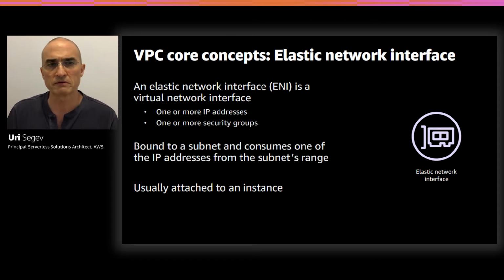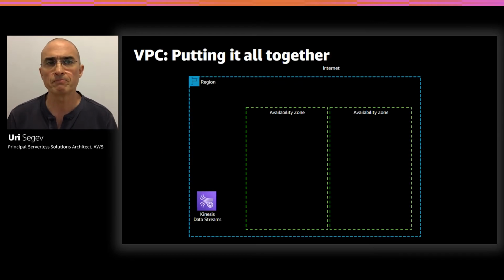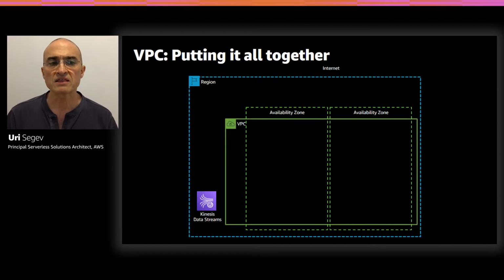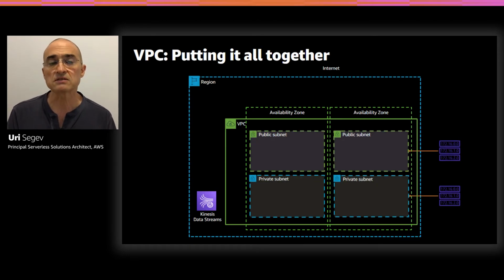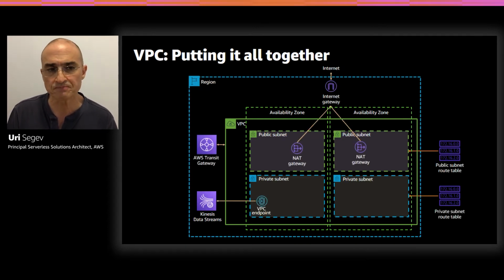So now that we have seen all the concepts, let's put it all together. We have a region. In the region, we have multiple availability zones. We have also different AWS services. We can see here Kinesis data stream as an example. We create a VPC. The VPC spans all the availability zones in the region. We create subnets and we attach route tables to those subnets.